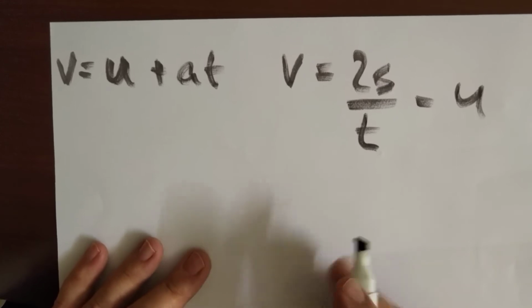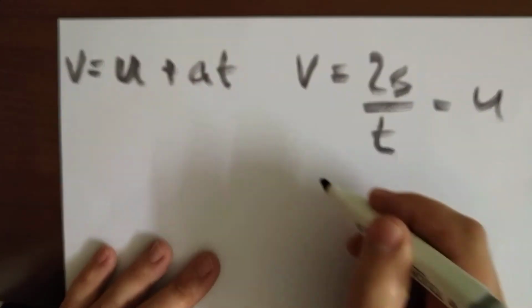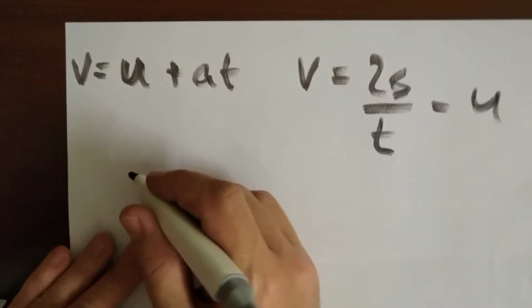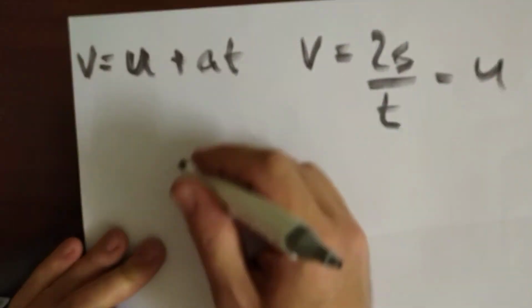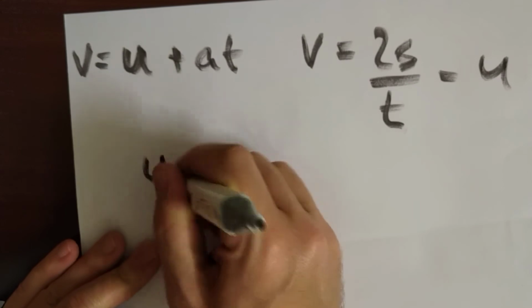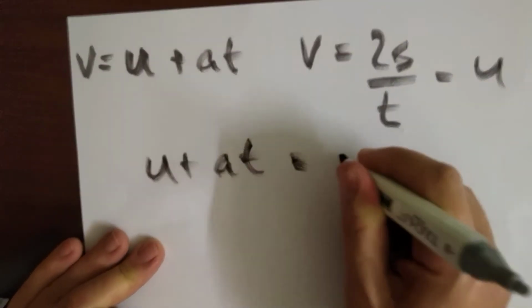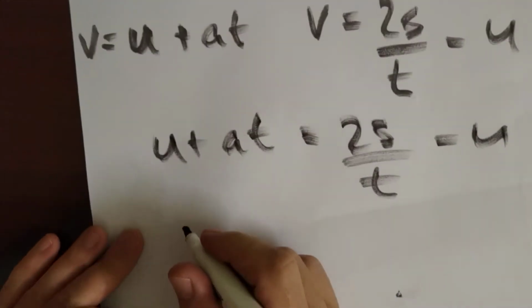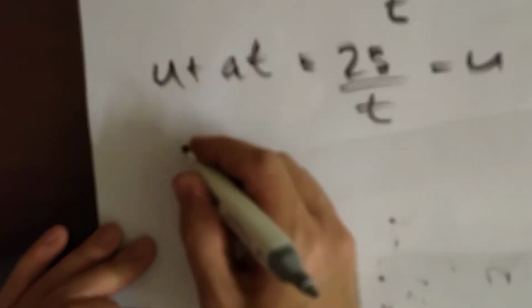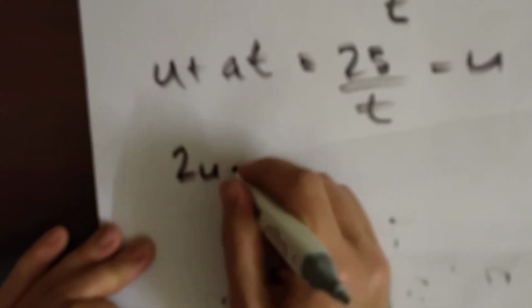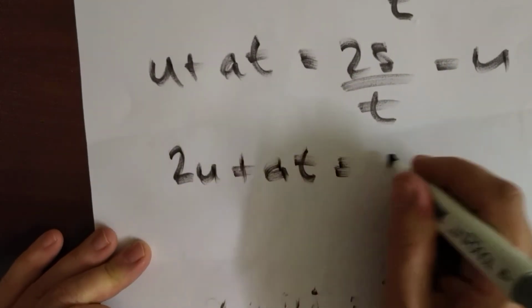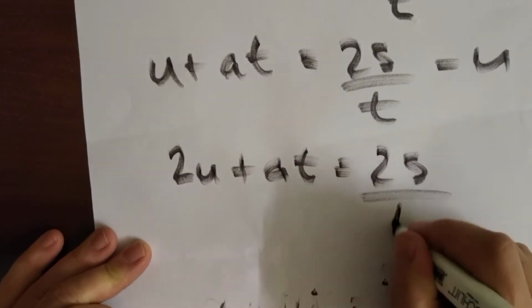Minor error was made before, so here is that other formula, and I went ahead and rearranged this one. So now we're going to add the u, so I'm going to set these equal to each other, so u plus at is equal to 2s over t minus u. If I add the u, then I have 2u plus at is equal to 2s over t.